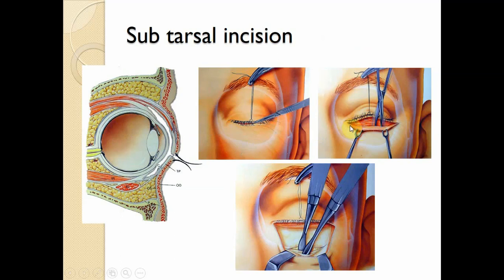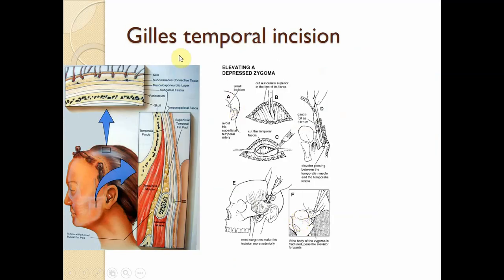Subtarsal incision. The subtarsal incision is placed below the lower eyelid. You can see the incision, and we reflect the orbicularis oculi muscle, and then identify the fracture site and place the mini plates.